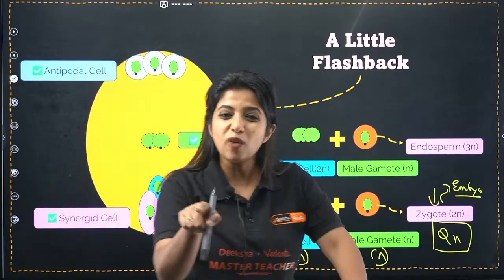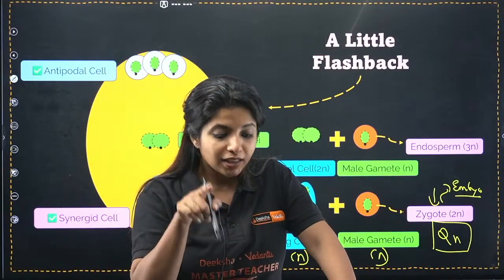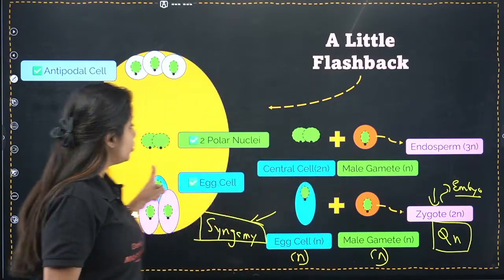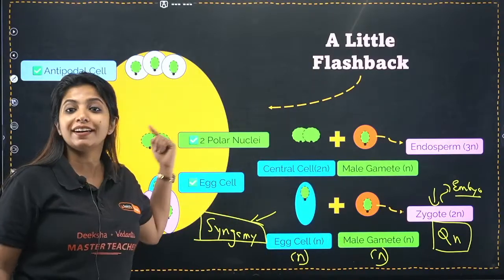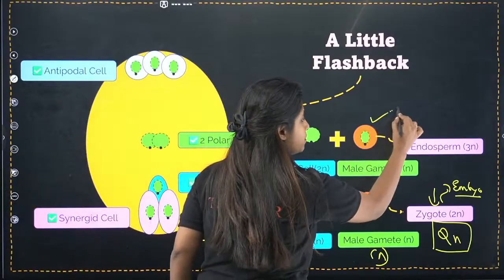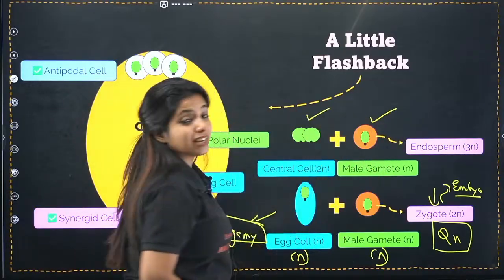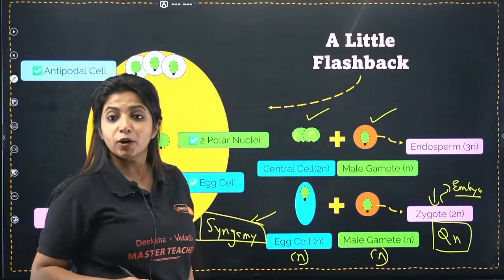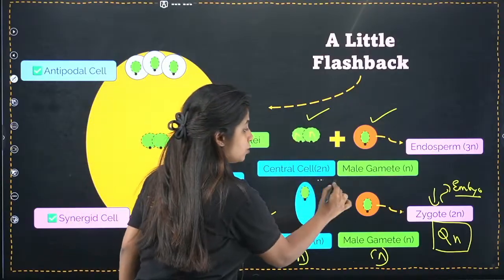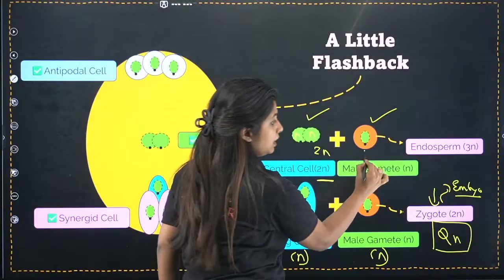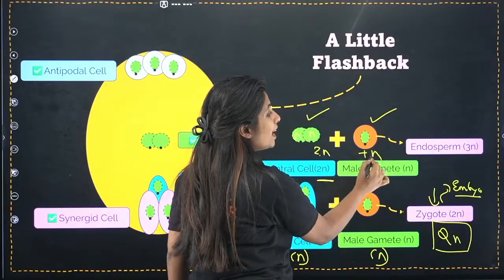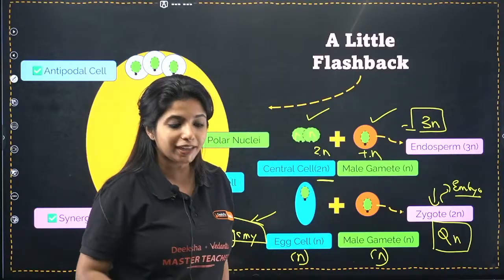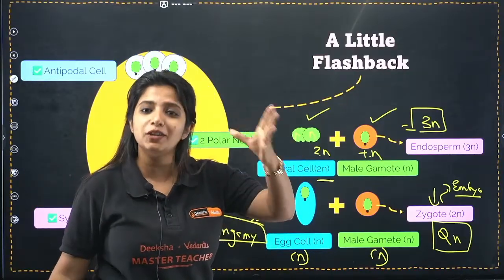Now, ma'am, you said that one more is there, right? What happens to that? The one more male gamete fuses with the 2 polar nuclei right over here. So another male gamete fuses with the central cell which already had 2 polar nuclei. Both of them are haploid, that is, it is already diploid in nature. Here this one is haploid in nature. 2n plus n, ma'am, we know it is 3n. That means what? Triploid. It's not diploid, it's not haploid, it's triploid.